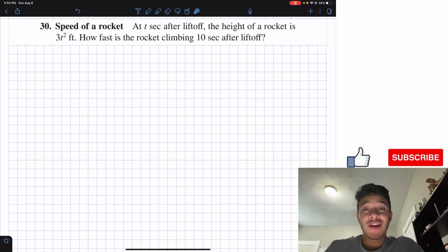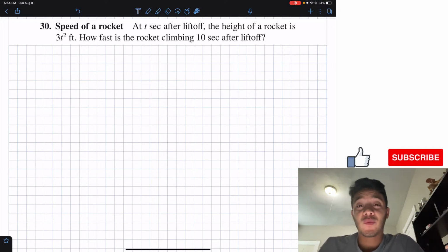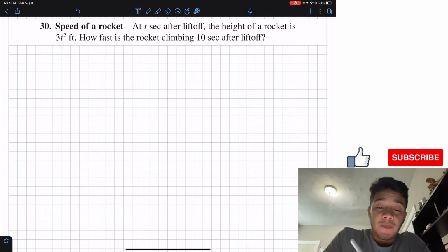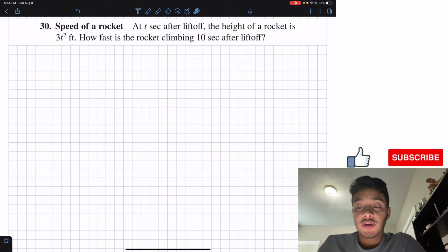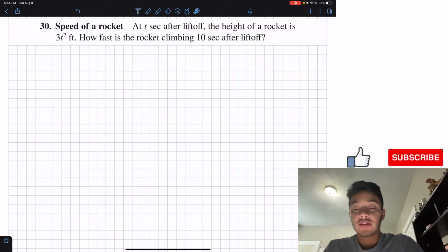We're in Calculus 1 and today we're going to solve problem 30 of chapter 3.1 of the Thomas Calculus book, okay? So the question says, at t seconds after liftoff, the height of a rocket is 3t squared feet. How fast is the rocket climbing 10 seconds after liftoff?